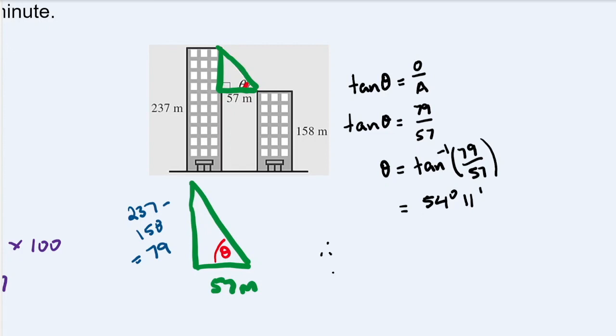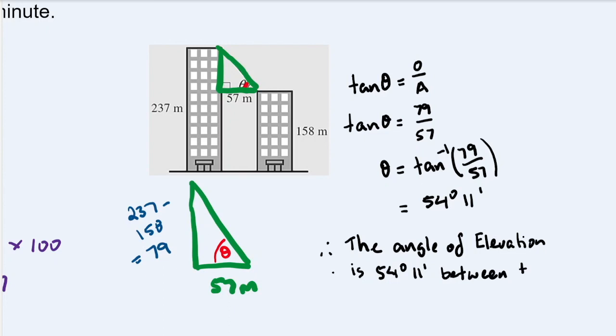So let's write it up in words. The angle of elevation is 54 degrees 11 minutes between the buildings. That works.